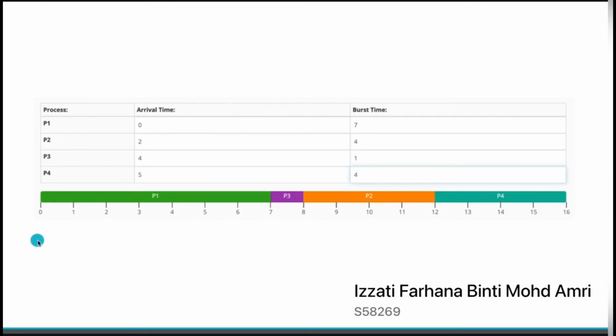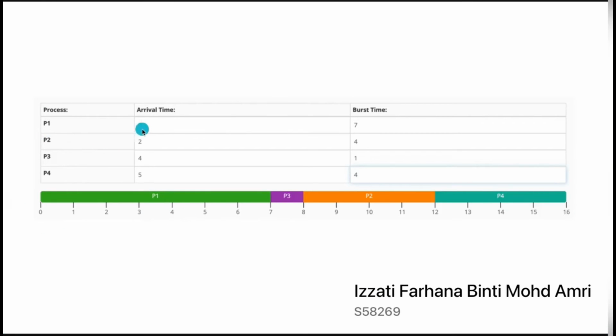As for the Gantt chart, process 1 will arrive first because its arrival time is 0. Process 1 will end at 7 milliseconds. Next is process 3 because its burst time is 1. We cannot select process 2 because in shortest job first, we need to select the shortest burst time. So process 3 goes first, then process 2. Process 3 will end at 8 milliseconds.